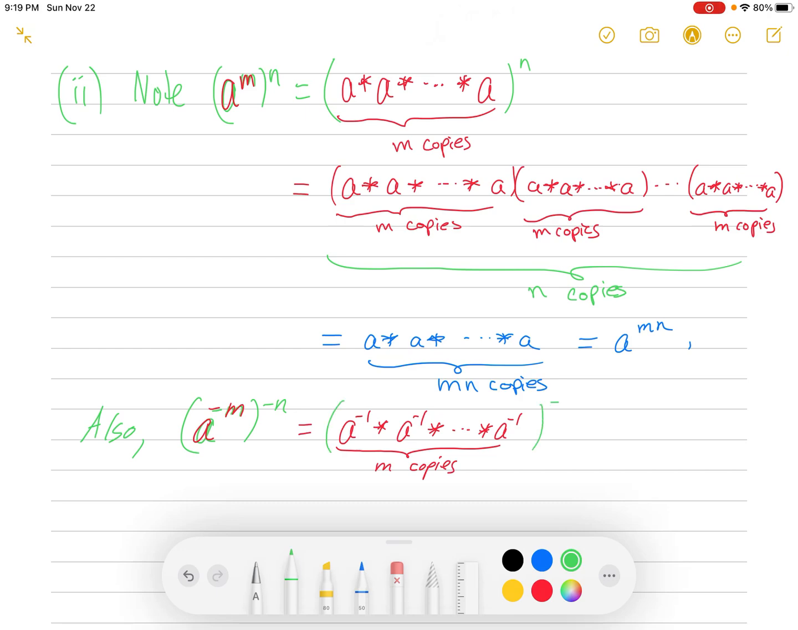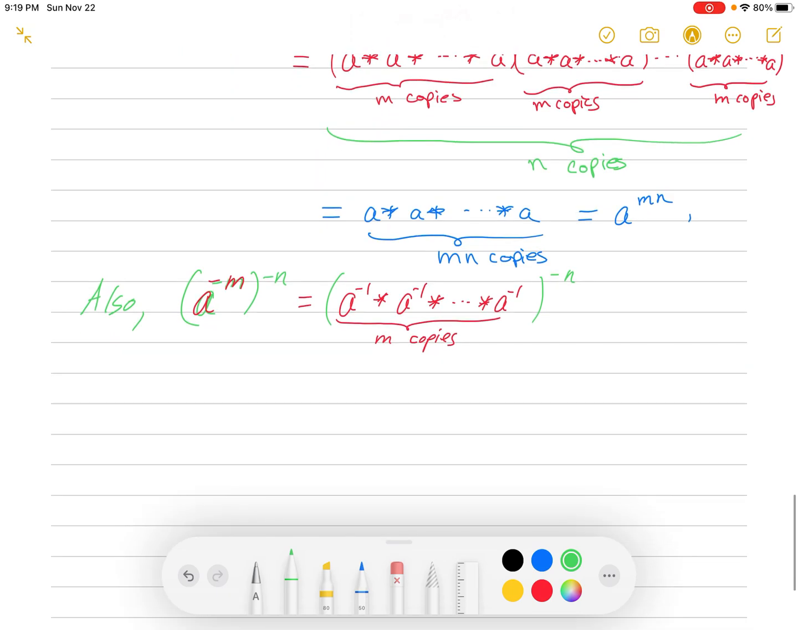So now all of that's raised to the minus n power. What exactly does that do? I have to make some space here. This is going to be A inverse starred, A inverse starred, A inverse. And because we have a minus here, that means we're going to take the inverse of this, and we're going to do that n times. So that's my first time.